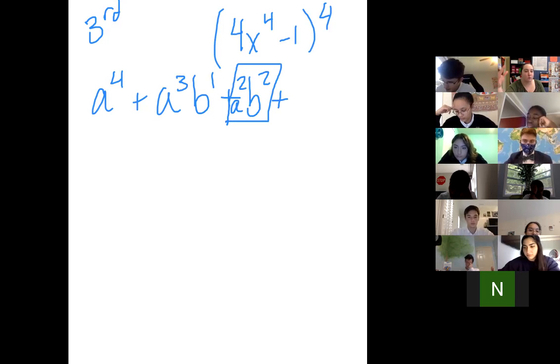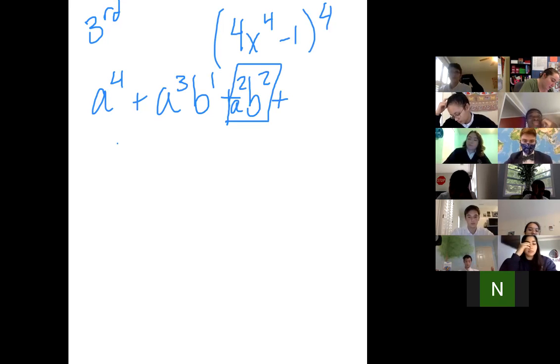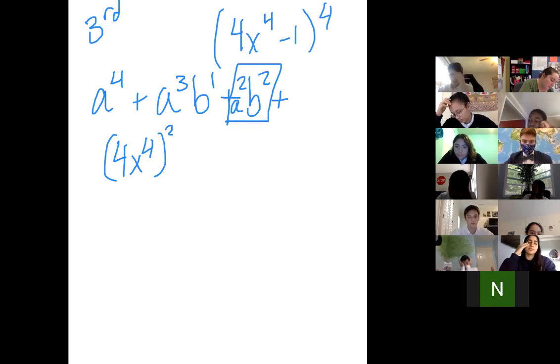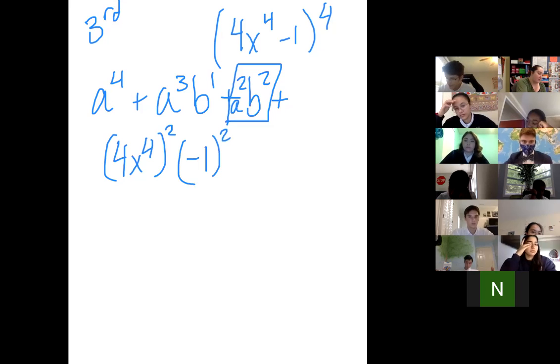So if I were to rewrite this problem like the problems above it, what it's asking me for is to find the 4x to the 4th squared times -1 squared. And then I need my n take r. And my n is 4 and my r is 2.